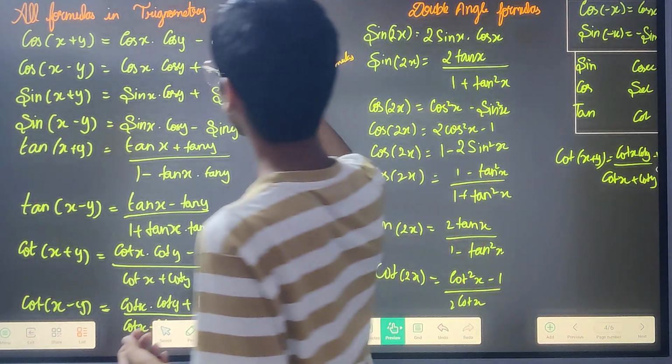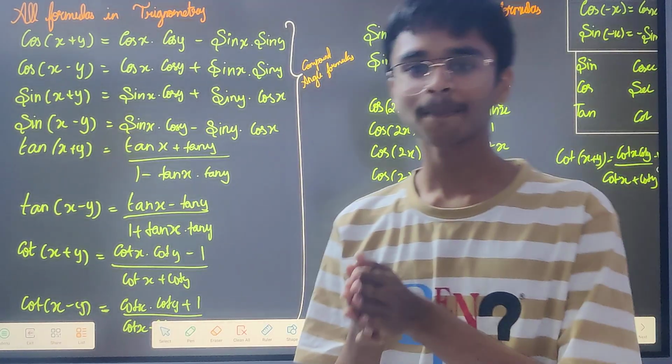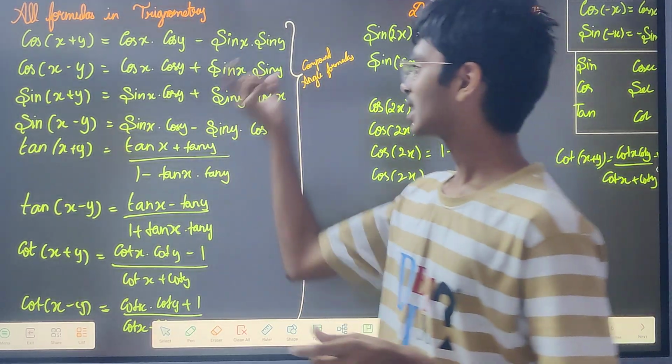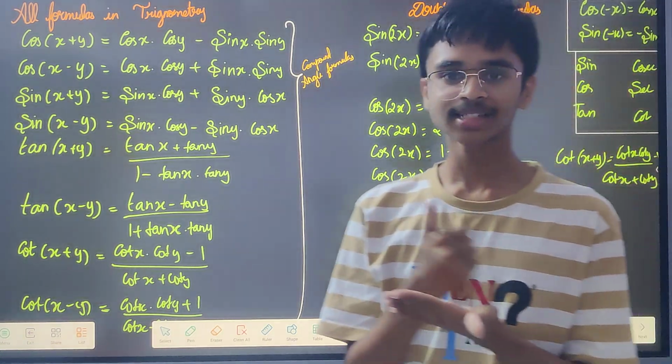What is cos x plus y? Just now we have seen cos x plus y is equal to cos x cos y minus sin x sin y, right? Then what is cos x minus y? It is going to be cos x cos y plus sin x sin y.